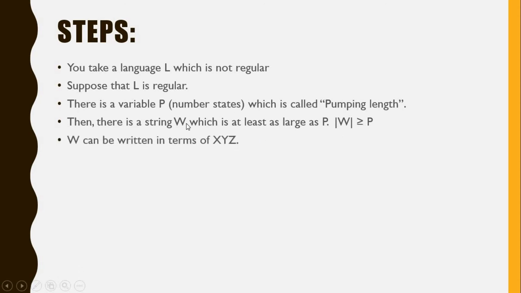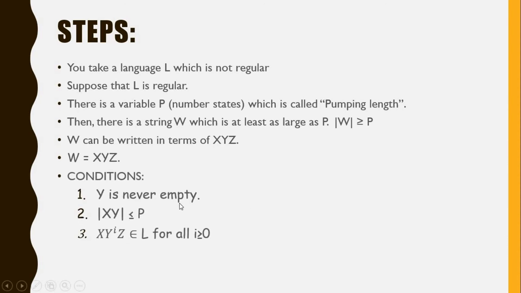Now, the string W can be written in terms of XYZ, right? And once you have W equals XYZ, there are 3 conditions that all the regular languages have, and we use them to prove that a language is not regular. The first condition we already saw, y is never empty, so we can pump up or pump down. The length of xy is at most P, and I'll show you why this condition is always true by using an example later, okay? And the third condition is the one that has to do with the pumping lemma concept.